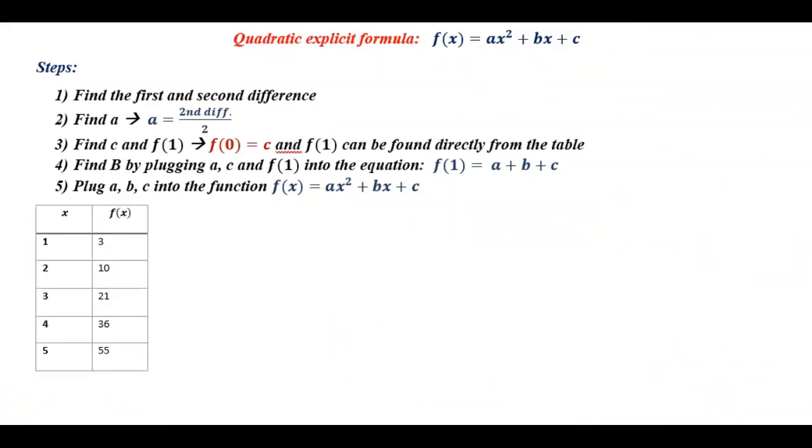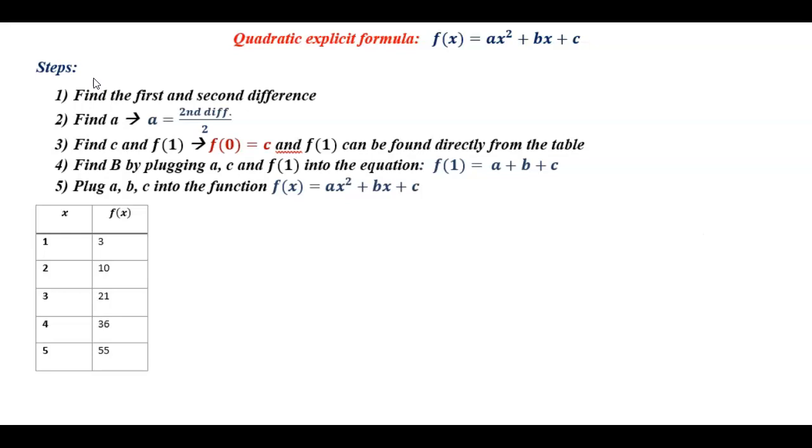Okay, here's another example we have. Let's first check to see if this table represents a quadratic function by applying the first step. The first step says to find the first and the second difference. If we have a constant second difference, then we have a quadratic function. So let's go. What do we add to 3 to get 10? That'll be 7.